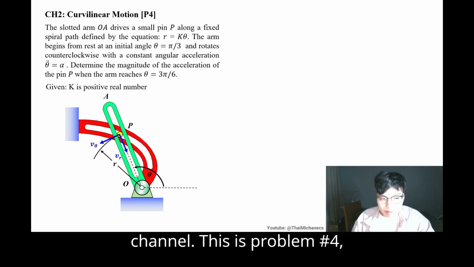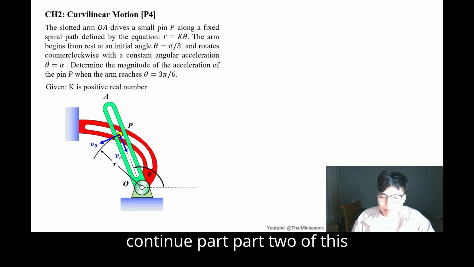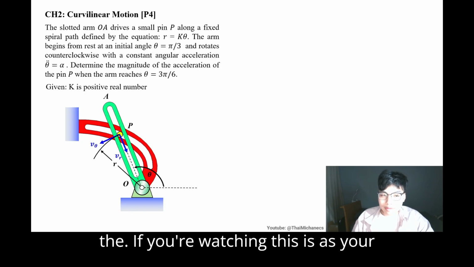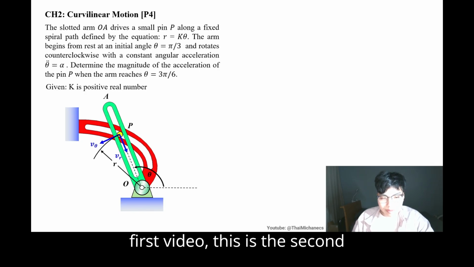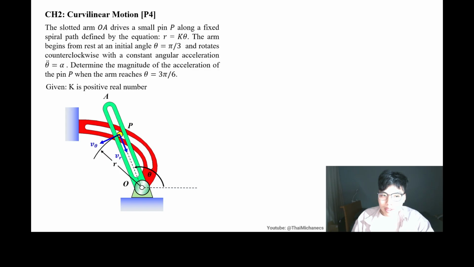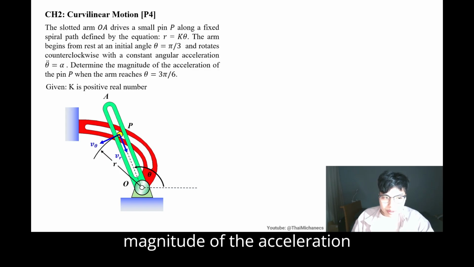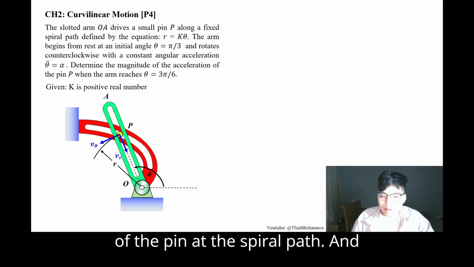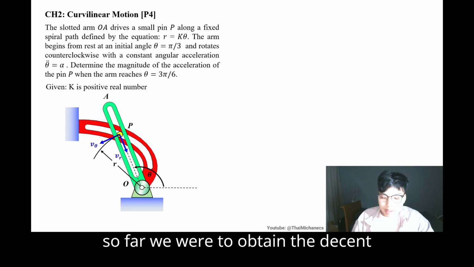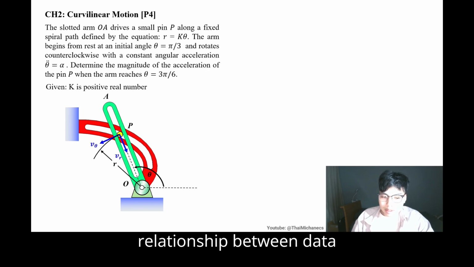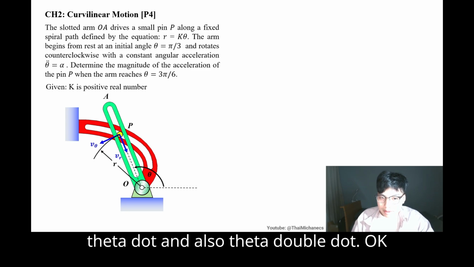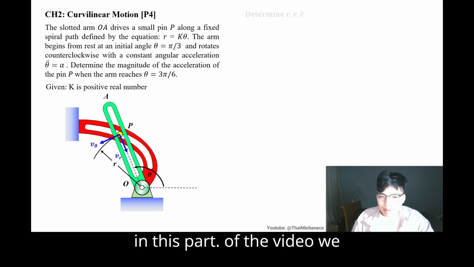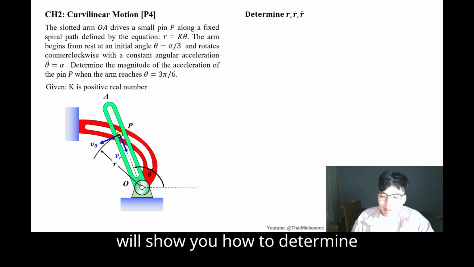This is problem number 4, continuing part 2 of this problem. If you are watching this as your first video, this is the second part of problem number 4. We will try to solve for the magnitude of the acceleration of the pin at the spiral path, and so far we have obtained the relationship between theta and time, theta dot, and also theta double dot. In this part of the video, we will show you how to determine r dot and r double dot.